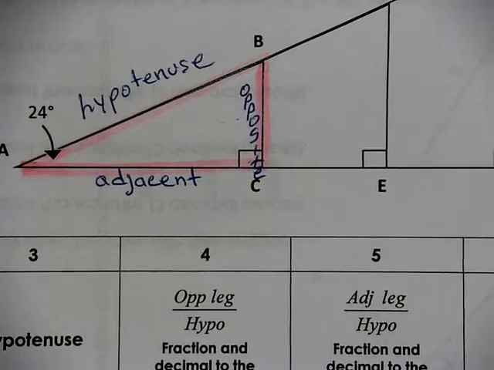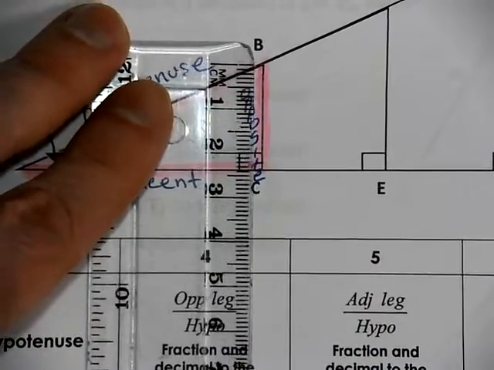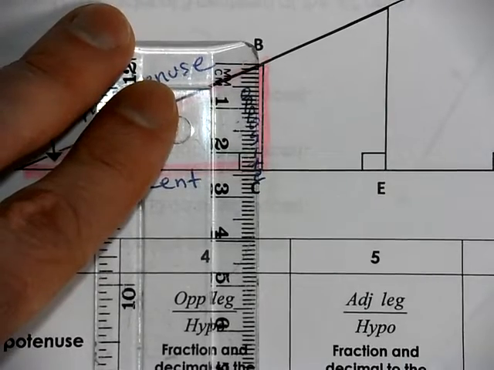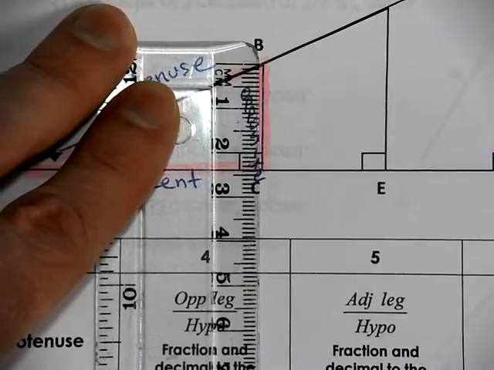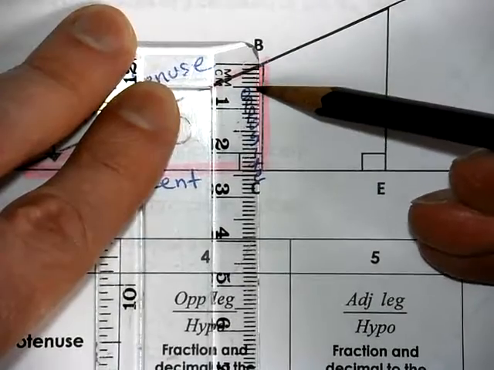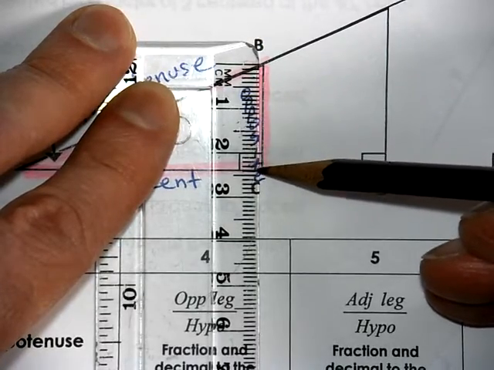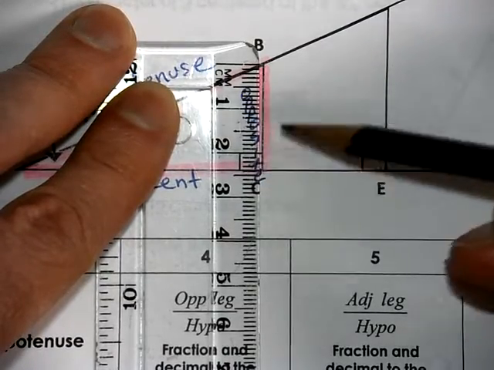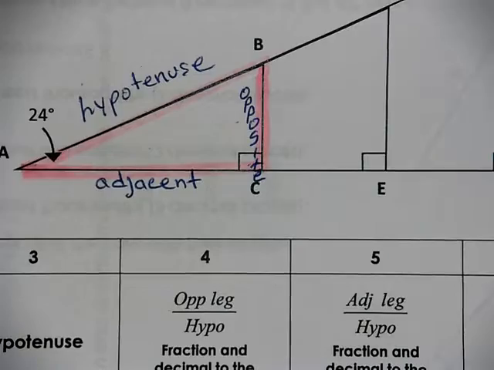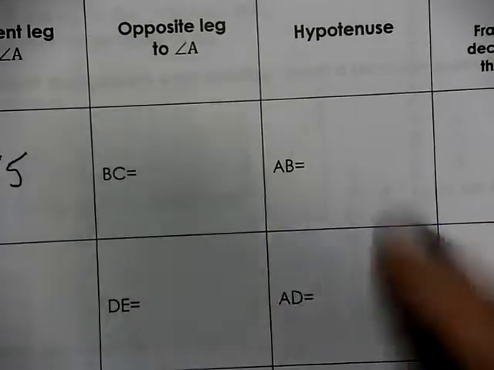We'll come on down to BC, and we'll measure the length of BC. Again, you've got to take your time to line up the 0 for the millimeters. We got 5, 10, 15, 20. So that looks about 24, not quite 25. So that's 24. That's the BC.